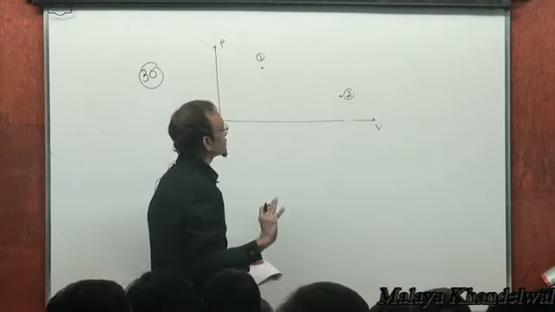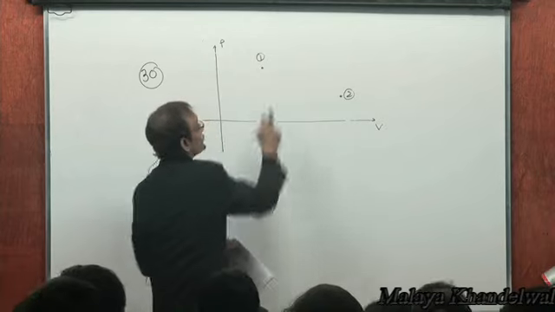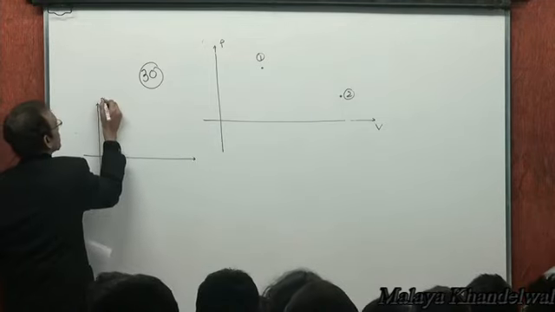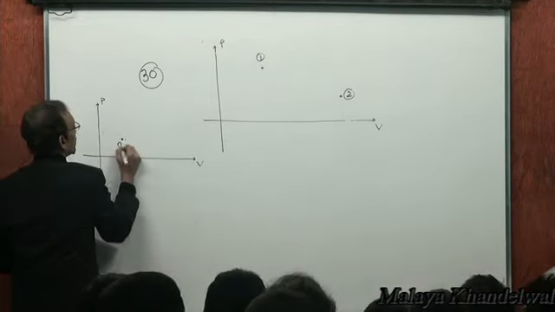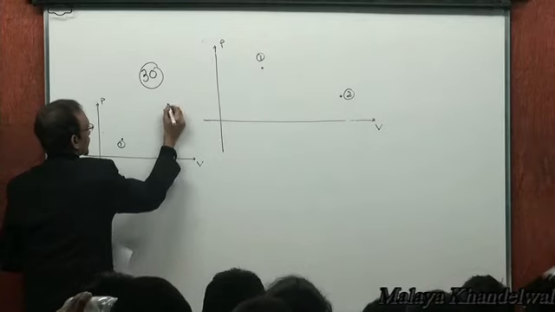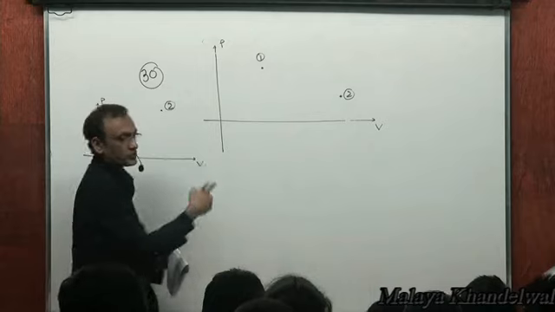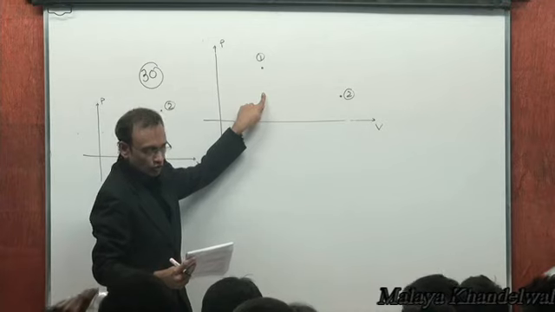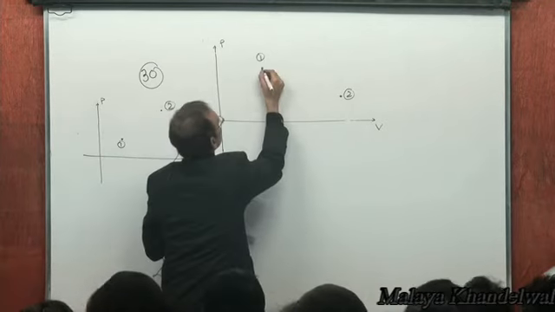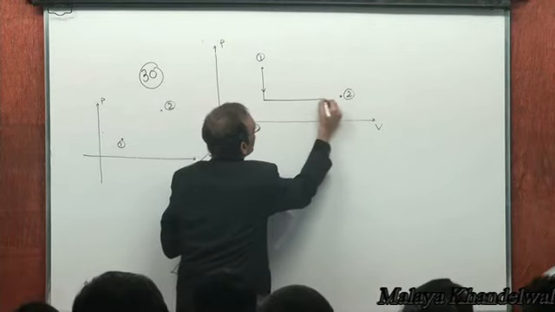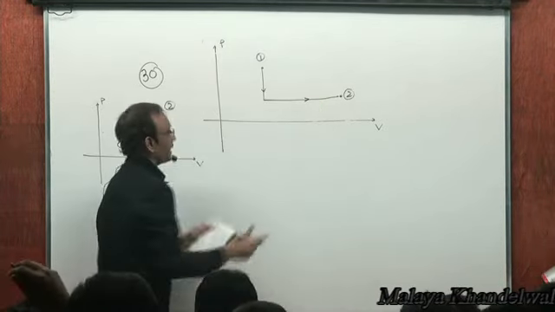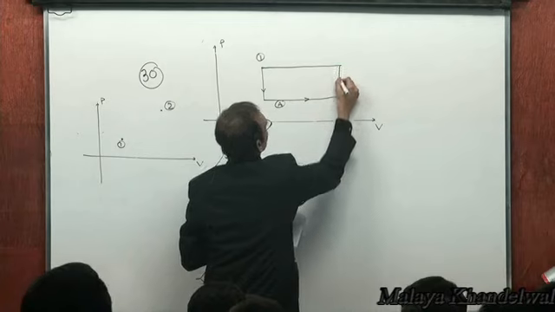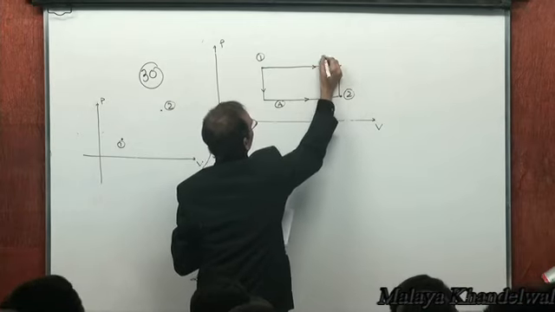There is another possibility of the relative location of 1 and 2. 1 and 2 could be like this, or 1 and 2 could have been like this. 1 could have been here, 2 could have been there. These are the two possibilities, right? Let me examine this possibility first. Isochoric followed by isobaric, that's A. Or it could have been isobaric followed by isochoric. This is B.